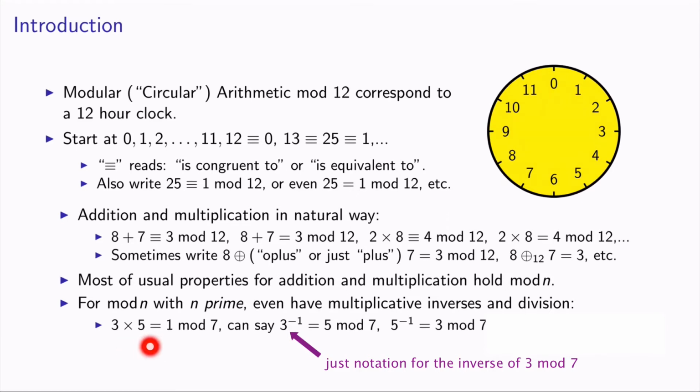So 3 times 5 is equal to 1, modulo 7. So we can say that the inverse, 3 to the minus 1, or 1 over 3, 1 divided by 3, is equal to 5, modulo 7. And we can write it this way, 3 to the minus 1 is equal to 5 modulo 7, 5 to the minus 1 is equal to 3 modulo 7.